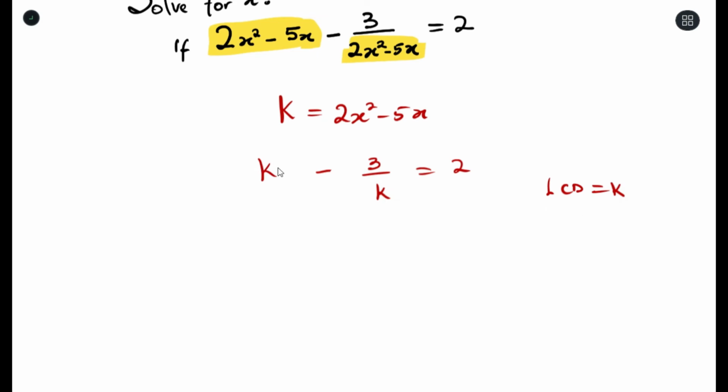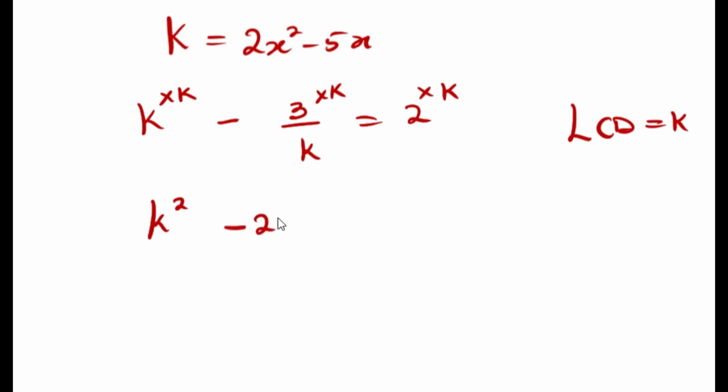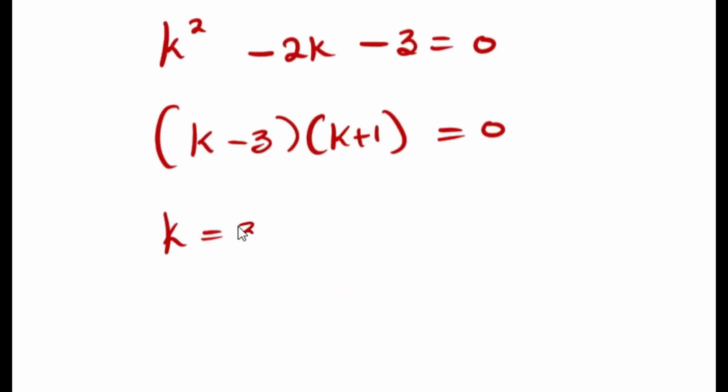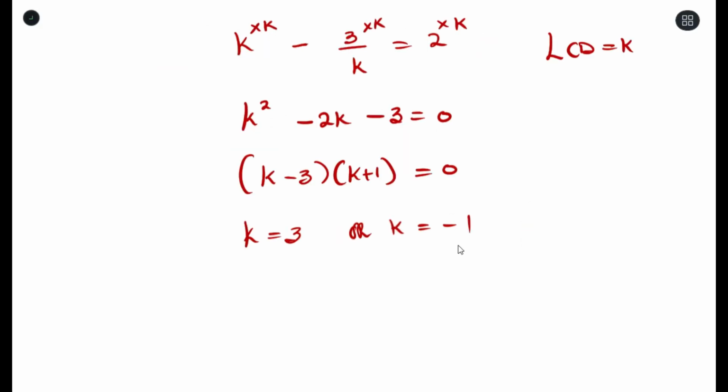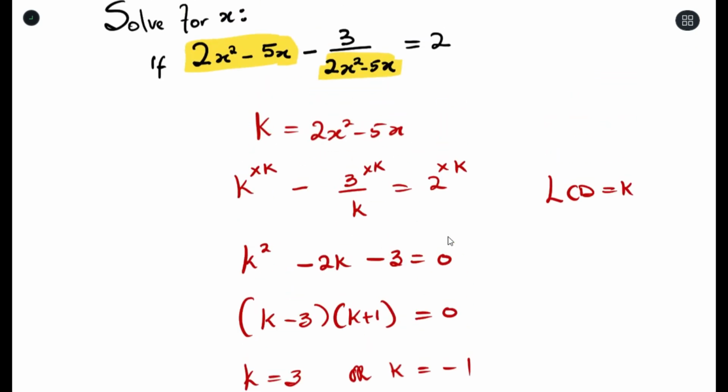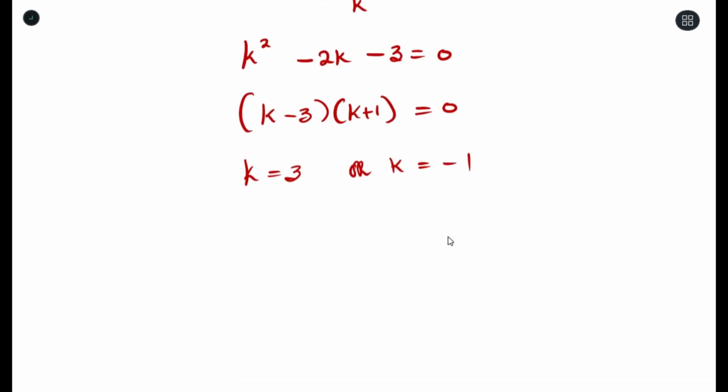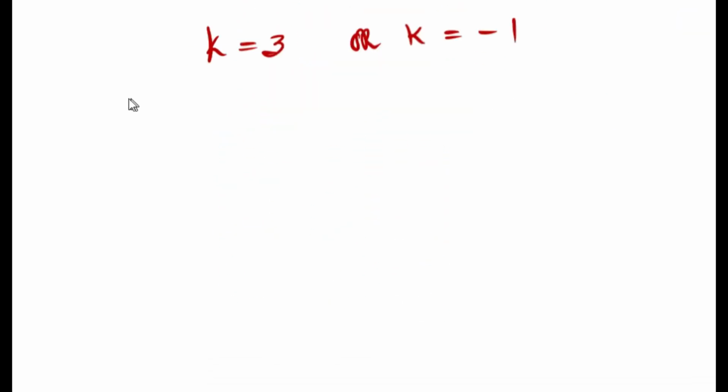I will have to multiply everything by k, so I'm multiplying this by k, multiplying this by k, multiplying this by k. So our values for k is 3 and -1. Now, as we said, k was a placeholder for 2x squared minus 5x. So now we just need to change it back so we can get our answers.